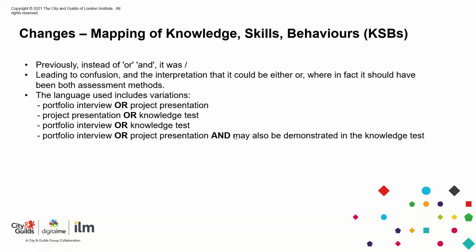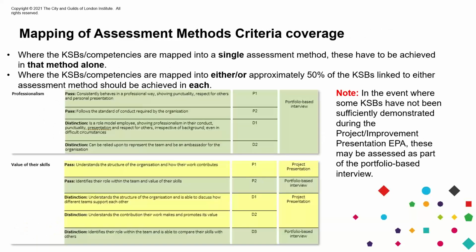So now you will see "or", the combinations are exactly the same. The difference is there is no slash, there is "or", and then we have "and" as well, when it's also demonstrated, for instance, in the knowledge test. So just the language has changed to avoid the confusion that was in the past. Okay, so if we now look, some modules only map to one single assessment method, and when that is the case, they have it alone.